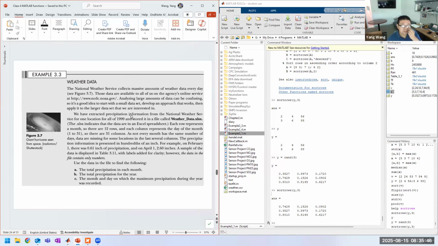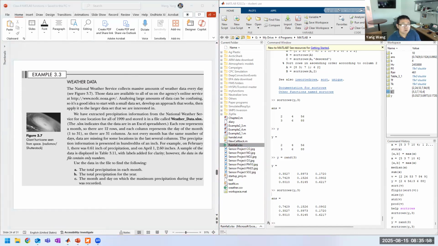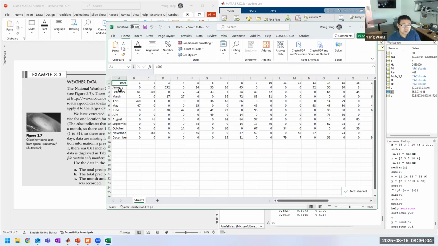So we have extracted the precipitation information from the National Weather Service from one location, all of 1999, stored in a file called the weather data, XLS. Right? So actually, I saved it as rainfall. If you want to open it up, it has the values here. So it's 1999 from January to December.